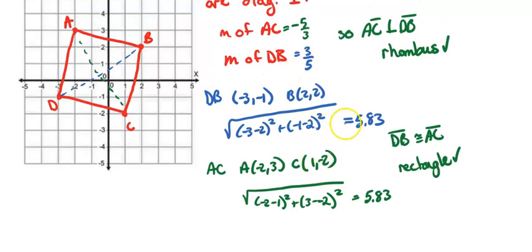Okay, so here I calculated the length of the 2 diagonals, and they are congruent, so that means it is also a rectangle. And since it is both a rectangle and a rhombus, that means it is also a square. So square is the most exact name, but technically it is a rectangle, a rhombus, a square, a parallelogram, and a quadrilateral.